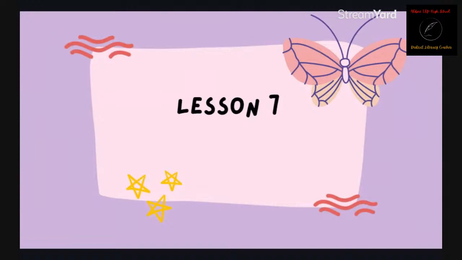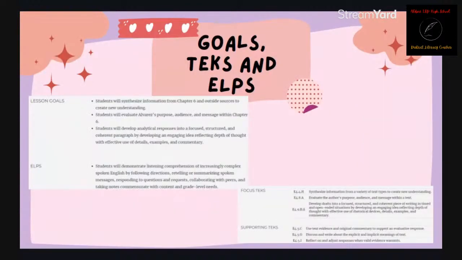Moving on to lesson 7. Students will synthesize information from Chapter 6 and outside sources to create new understanding, evaluate Alvarez's purpose, audience, and message within Chapter 6, and develop analytical responses into a focused, structured, and coherent paragraph by developing an engaging idea reflecting depth of thought with effective use of details, examples, and commentary.